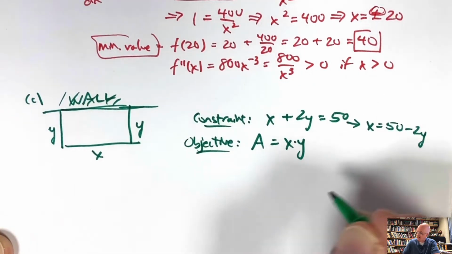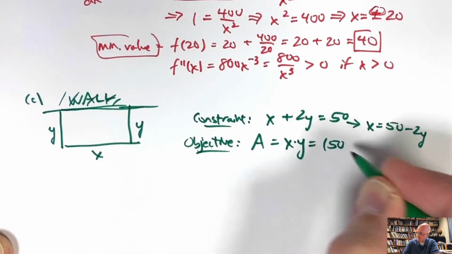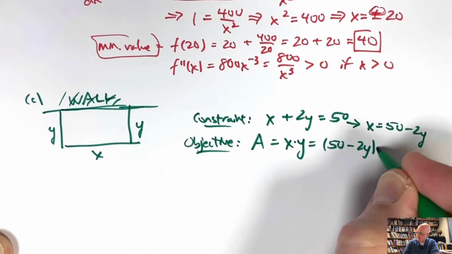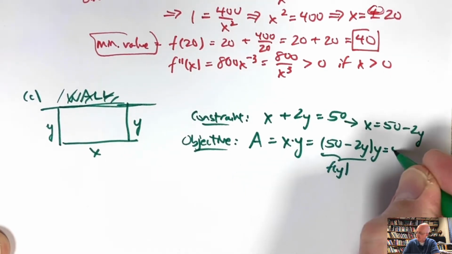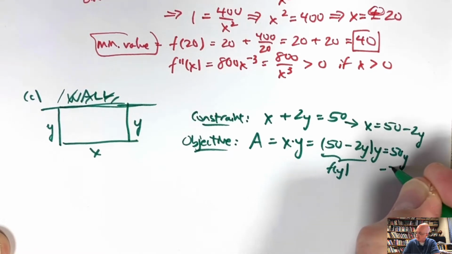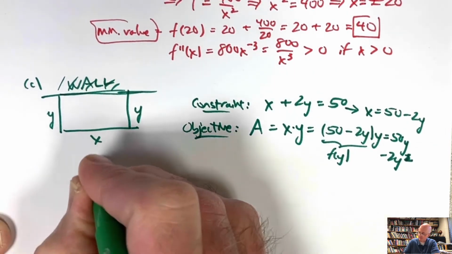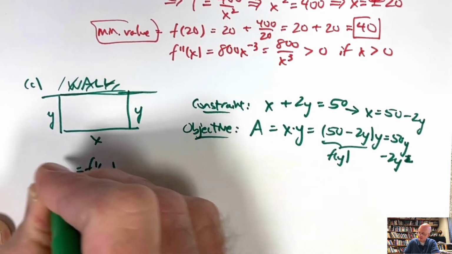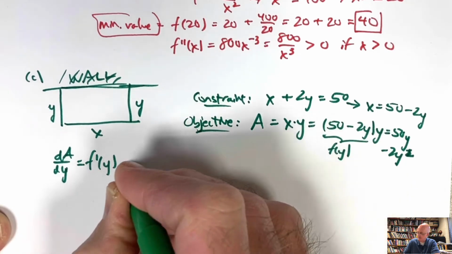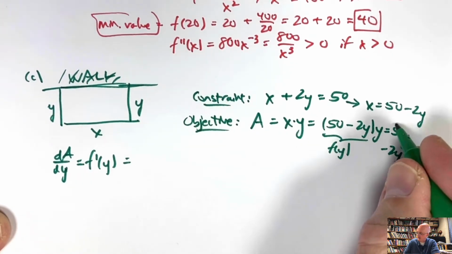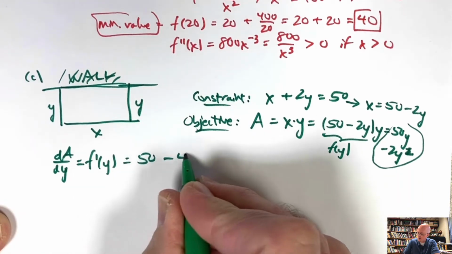And that means our area will then, when I substitute, be a function of y instead of a function of x. 50 minus 2y times y, I'll call that f of y. It can also expand to 50y minus 2y squared. Take the derivative, f prime of y, same as dA/dy in this case. Take the derivative here of 50y minus 2y squared will be 50 minus 4y.